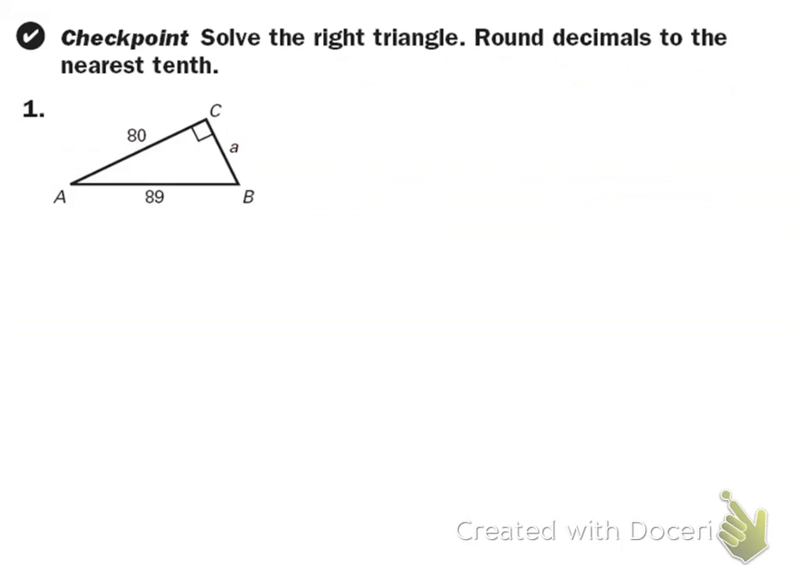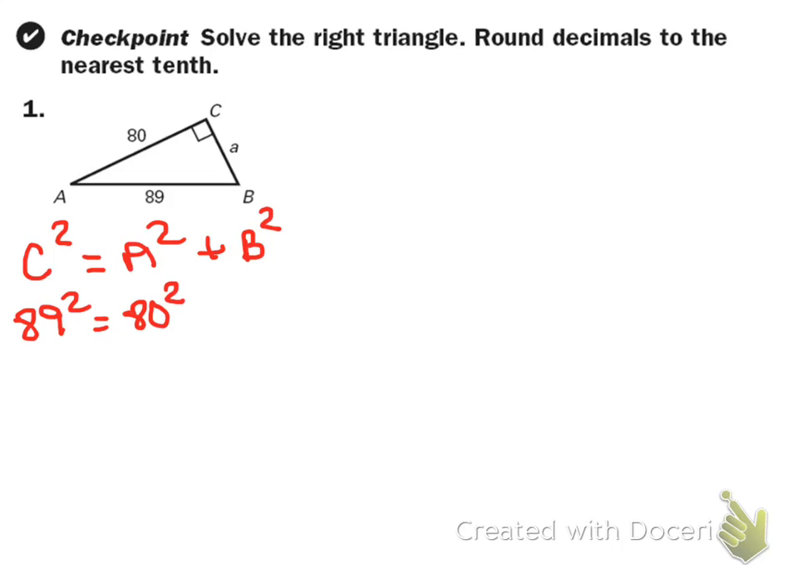Remember, your Pythagorean theorem is your hypotenuse squared is equal to a leg squared plus a leg squared. So plug in your hypotenuse. 89 squared is equal to, you know one leg is 80, square that, plus your other leg you do not know. Solve.